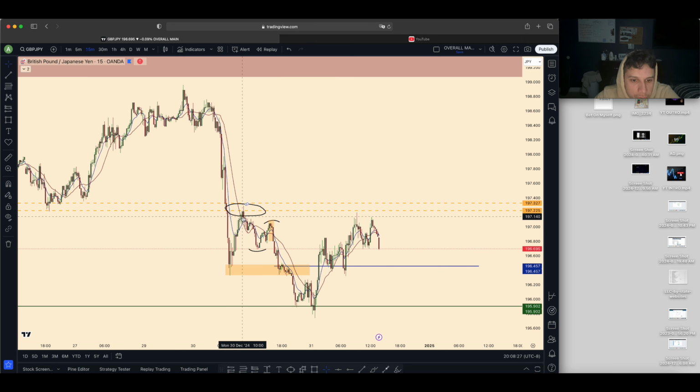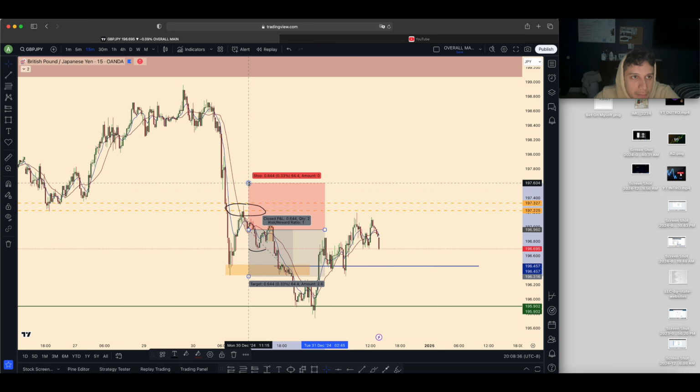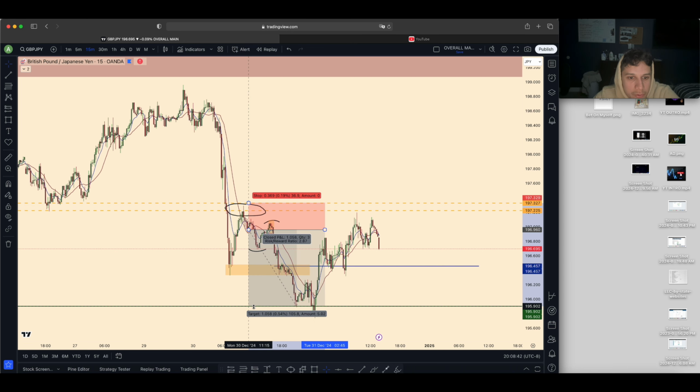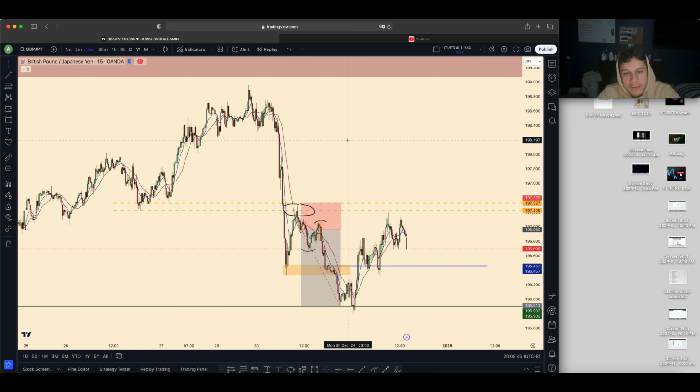But for anyone who was trading late New York session around 10 a.m. PST, you could have definitely executed sales after that 15-minute bearish engulfing, which took about an hour and a half, and you would have seen take profit get hit for about a 1.1 to 2.8 risk to reward, which is not a bad trade. So let me go ahead and delete this.